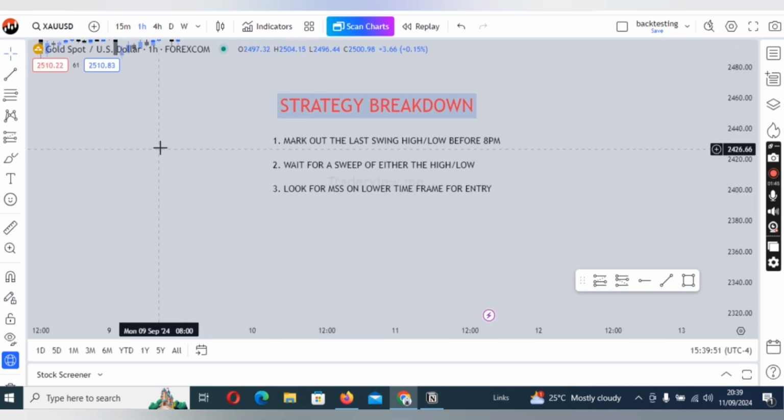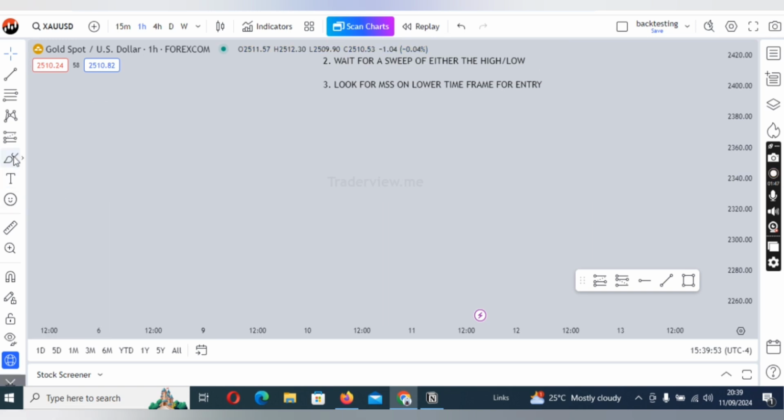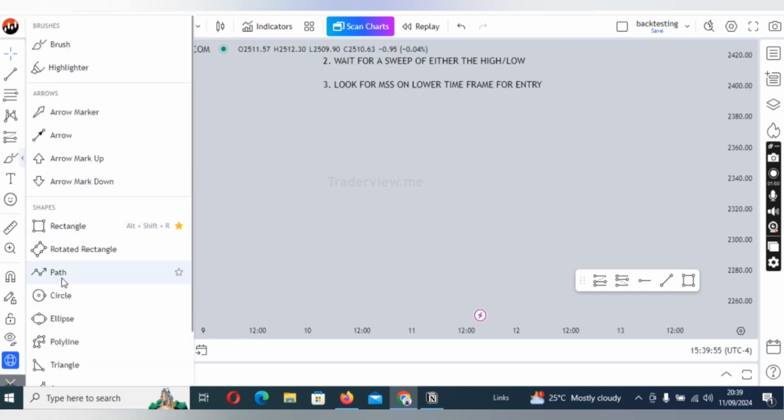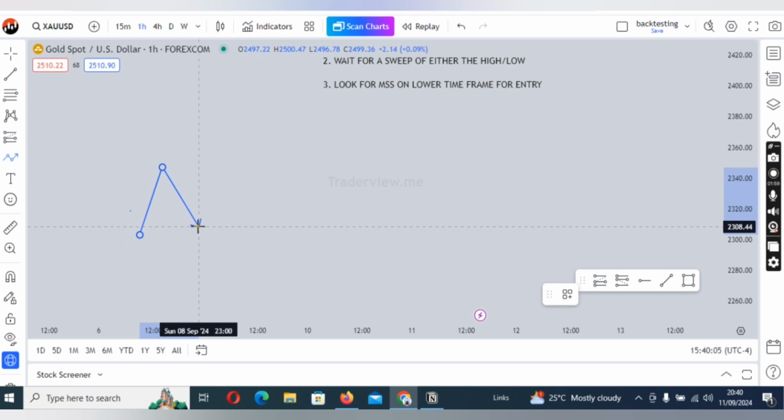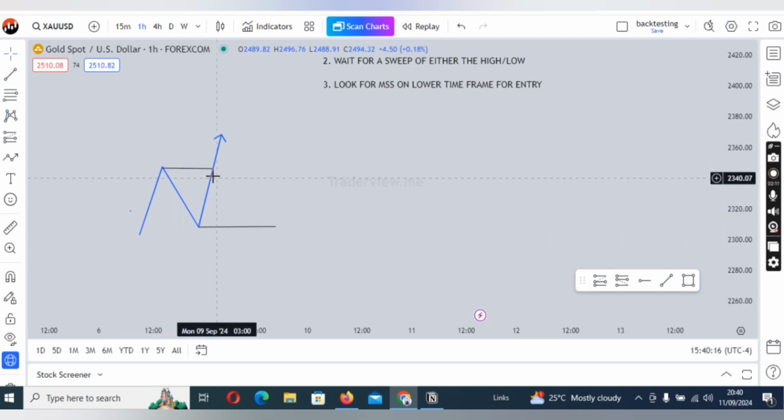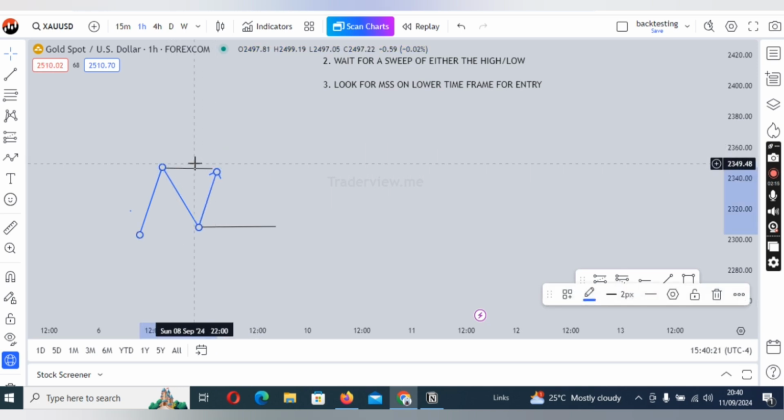So that's it, guys. This is how it looks. You look for a high. Normally this is how price moves. There is a swing high here and there is a swing low. Now what you need to do is outline this before 8 p.m. New York time.